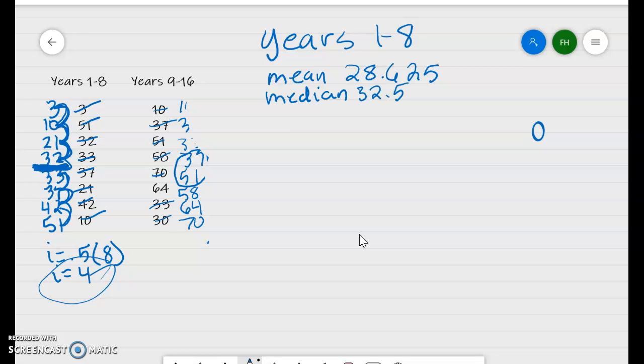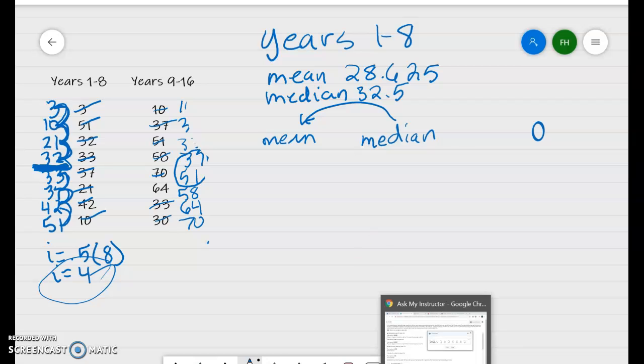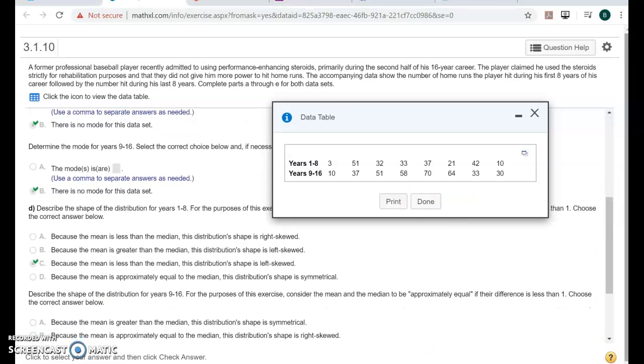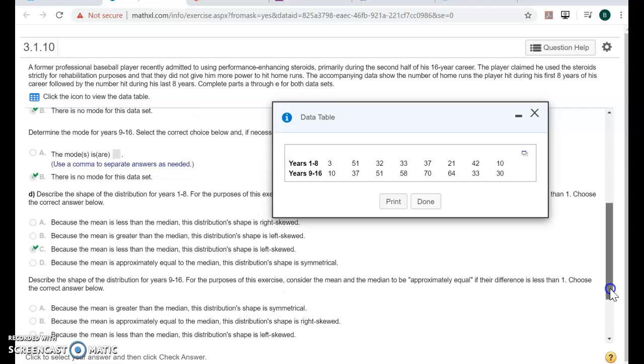So let's look at this graphically. The mean is smaller than the median. So it's to the left of the median, so it would be left skewed. Let me show you what I mean here. Because the mean is less than the median, the mean's going to be on the left. So the distribution shape is left skewed.